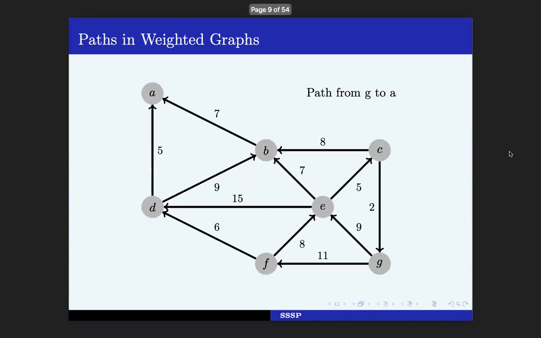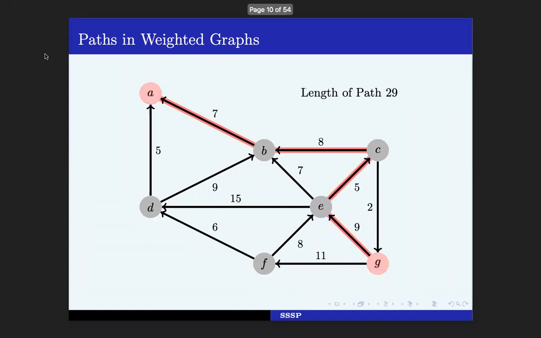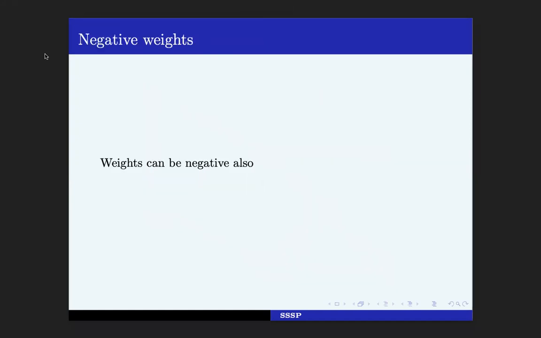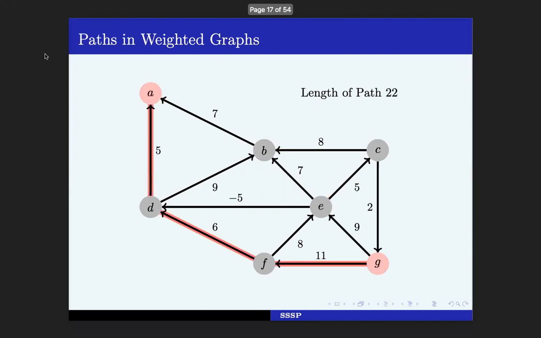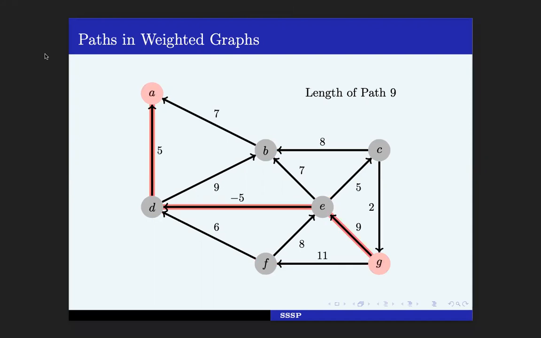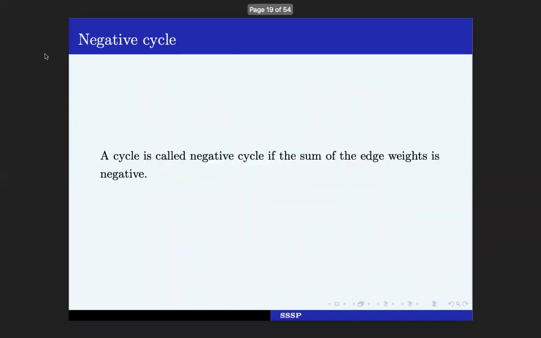So here is an example of a graph with weights. There is a graph G to A, and we want to talk about the shortest path between G and A. Of course, there are paths of various lengths, and we want to find the shortest path. And there can be negative edge weights also, in which case things can change. I'm going over these slides a bit fast because there's nothing much that you need to follow here. It's some examples about what the shortest path between two vertices is when you have negative edge weights.